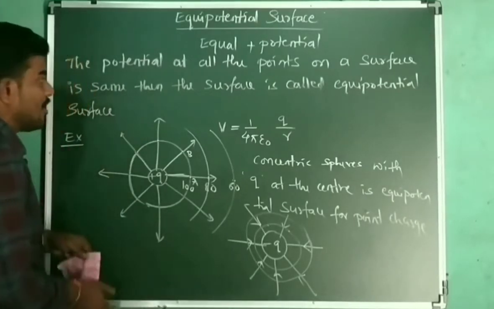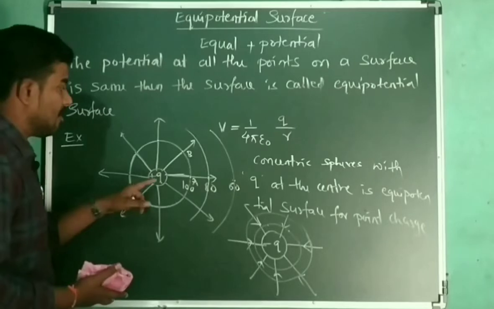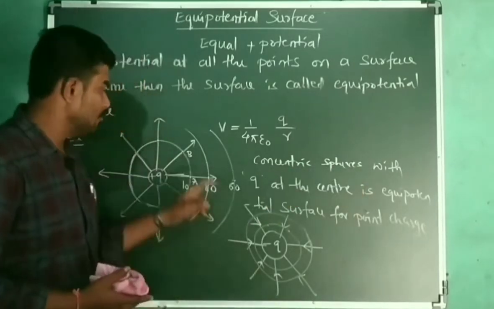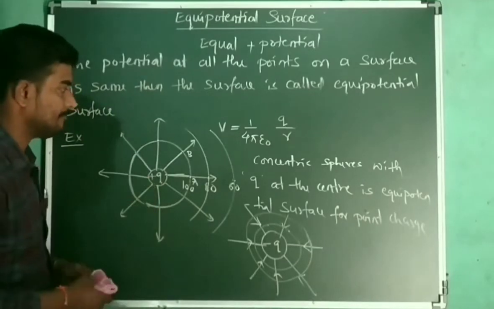So this is for a point charge. What is the shape of the equipotential for a point charge? It is a concentric sphere with Q at the center.